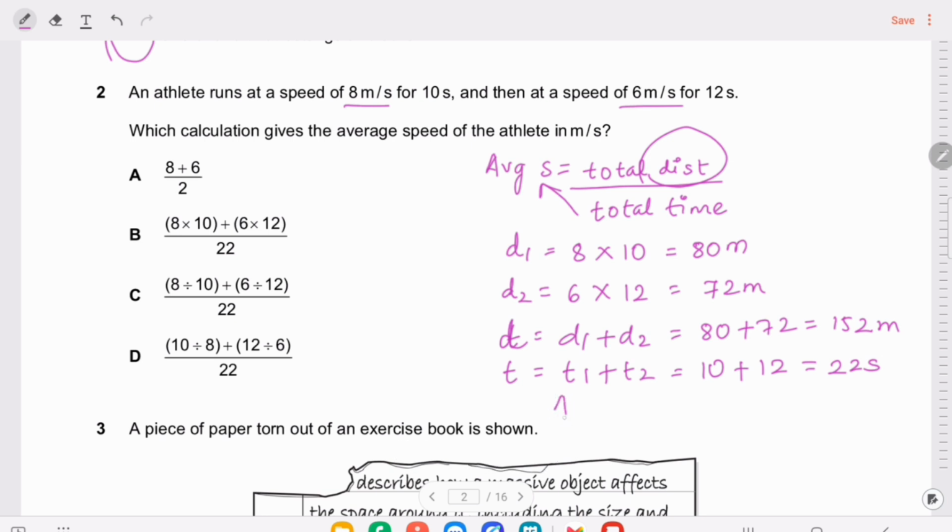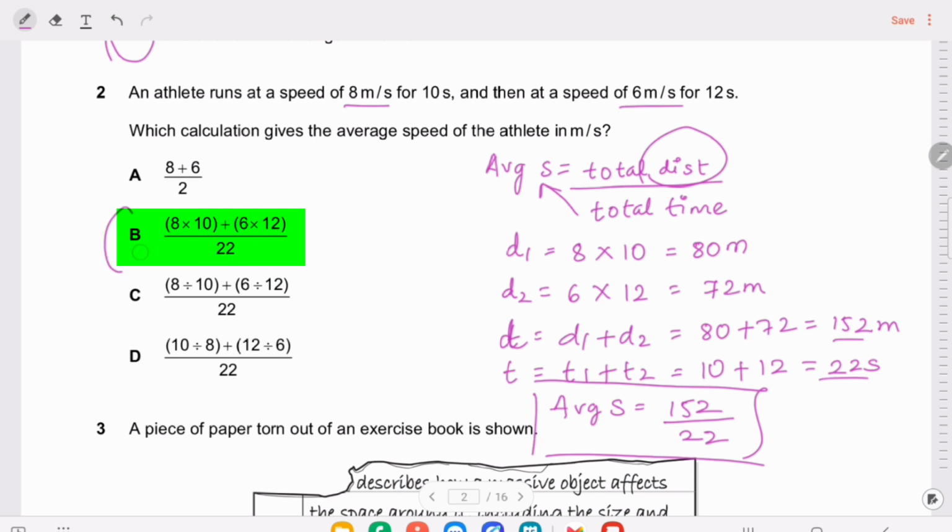Now if you want to calculate the average speed, you have to take the total distance, that is 152, and the total time, which is 22. Now which option do we have to choose based on our calculation? We have to go for option B, 8 times 10 plus 6 times 12, divided by 22. That will be your average speed. If you drive at different speeds during a journey, the average speed depends on the total distance traveled divided by the total time taken, not simply the average of two speeds. Please remember that. Never use average speeds directly unless the times are identical.